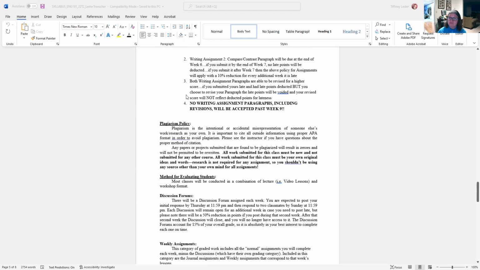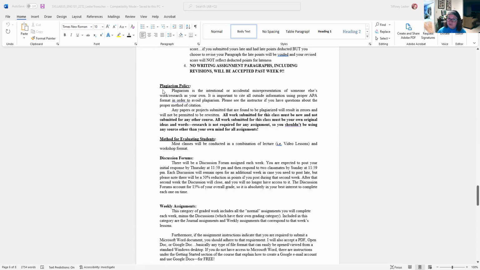The next section that I want to focus on is the plagiarism policy. All right, so plagiarism. It is the intentional or accidental misrepresentation of someone else's work or research as your own. You turn something in that is not your own ideas or not your own words, and you don't give credit to the person whose ideas or words they actually are, right?